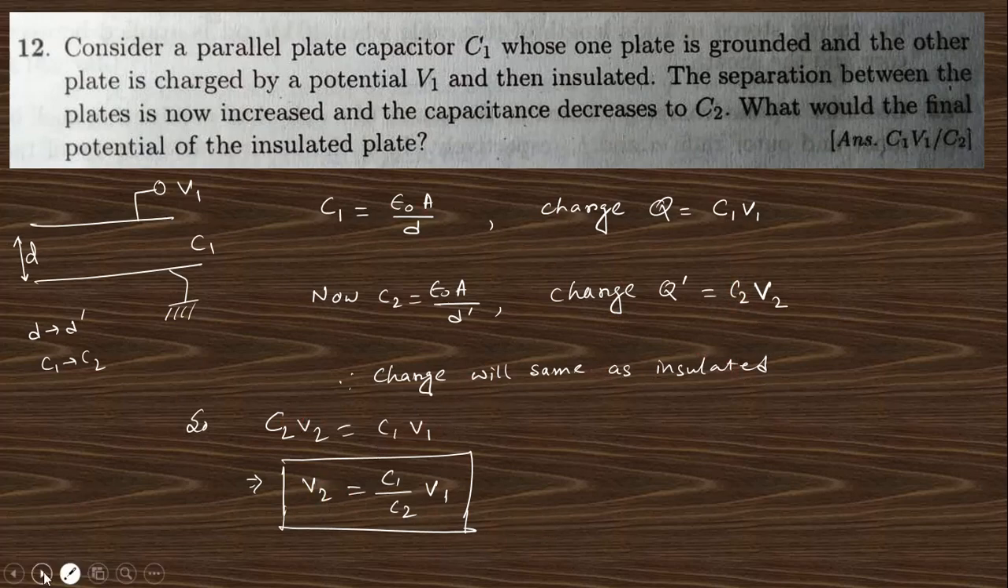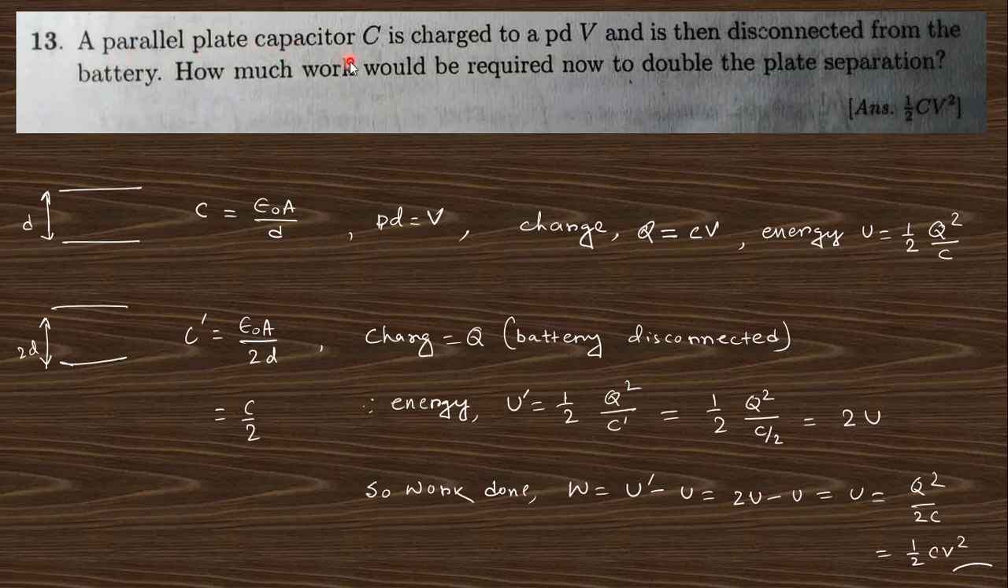Very clear. Next question: a parallel plate capacitor C is charged to a potential difference V and then disconnected from the battery. So it is connected with a potential V, so the charge will be CV, and then disconnected. That means the charge will be the same. That's why we take epsilon A by D. The separation will be doubled, that's why the capacitance is C by 2. The energy will change like that, which is nothing but double of this energy. So the work done is the change in this energy.